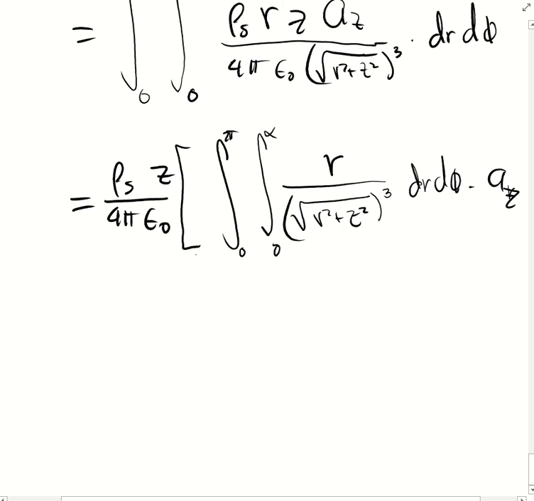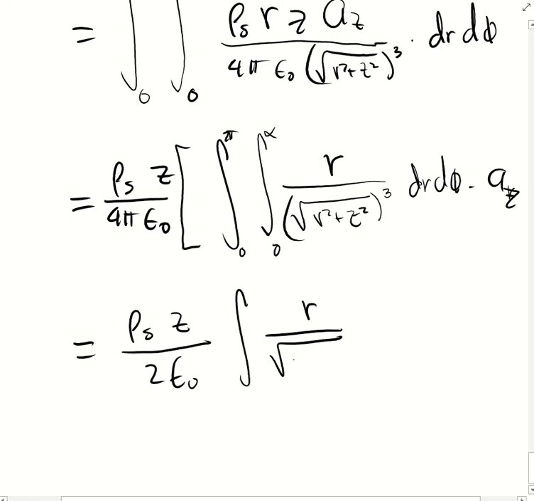I-multiply lang natin dito yung 2 pi. So, ano mangyayari? Rho S over Z, 2 pi over 4 pi. So, magkakancel yung pi dyan. Then, magiging 2 lang to, di ba? Then, epsilon naught. Then, ang matitira is just the R, R over square root of r squared plus z squared, cube dr from 0 to infinity. Tapos, ito, az. O, yun. Madali na lang yan.